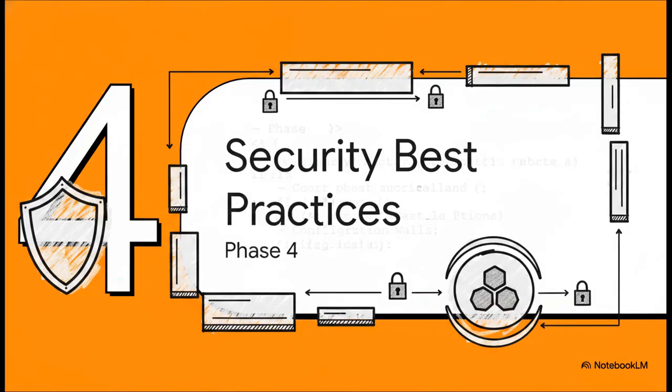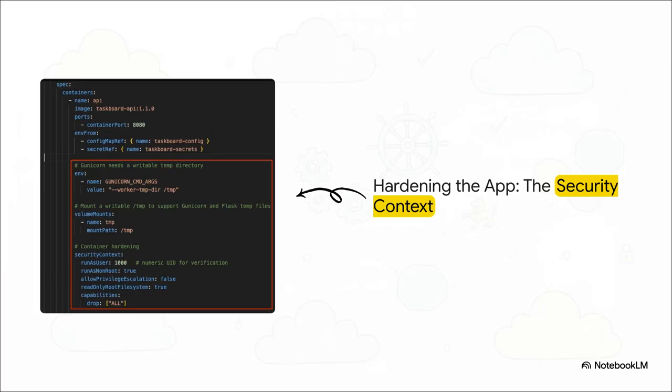All right, we have made it to our final stop. Phase 4, Essential Security Best Practices. Up until now, we've really been focused on keeping the app running, right? Well, now we have to focus on locking it down. In Kubernetes, security isn't just some firewall you bolt on at the very end. It's expressed as configuration right alongside your application code.